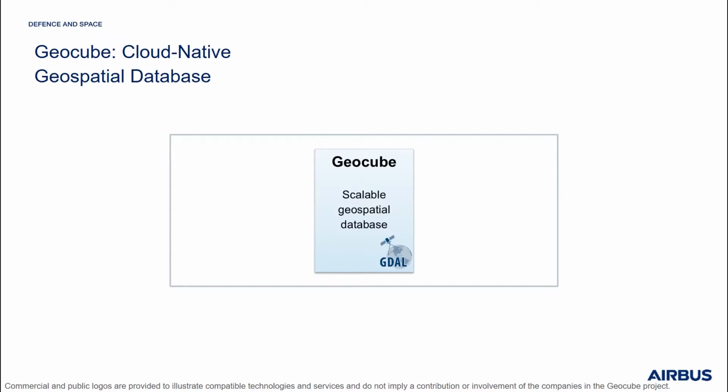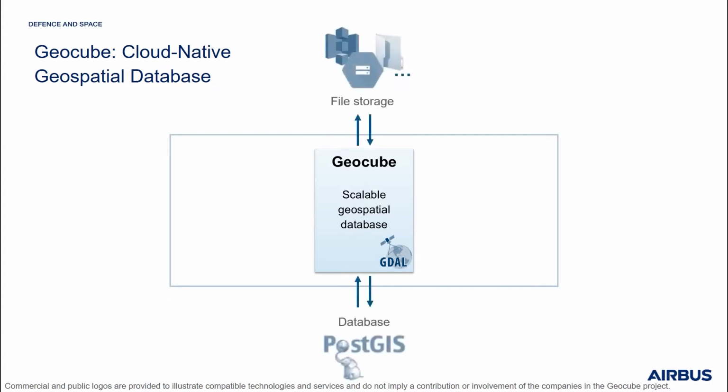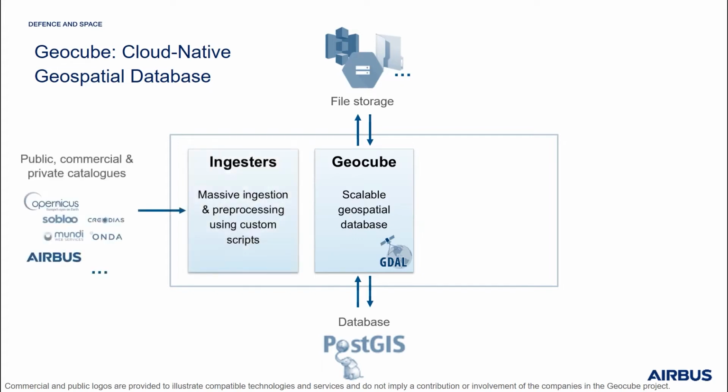The core of the Geocube is a scalable service using GDAL as image processing library, a PostGIS database to index images that are stored in an object storage such as GCS, AWS, or local file system. In the ecosystem of the Geocube, the ingesters are responsible for the massive ingestion of images from any public, commercial, or private catalogs. The ingesters are capable of pre-processing images using predefined or custom scripts and indexing the images in the Geocube.